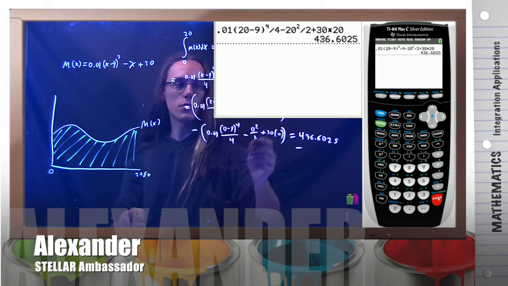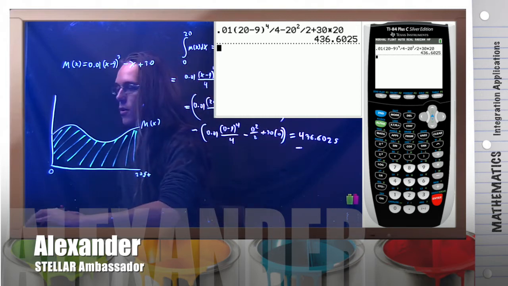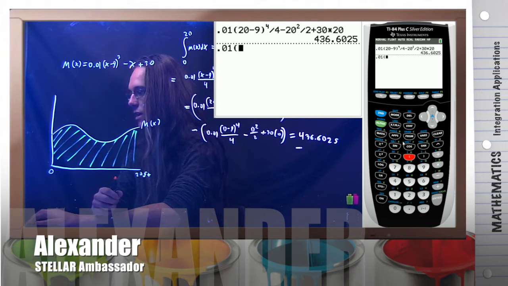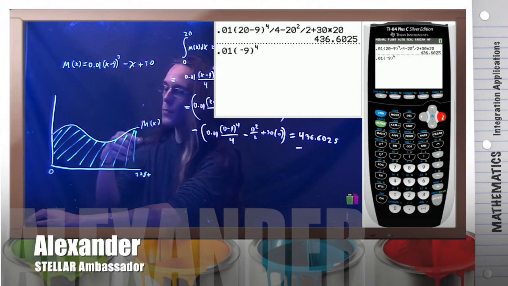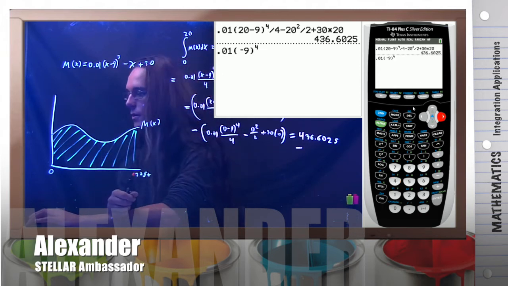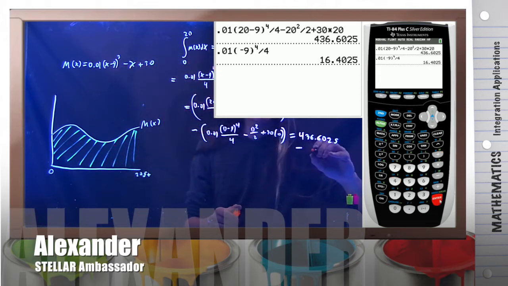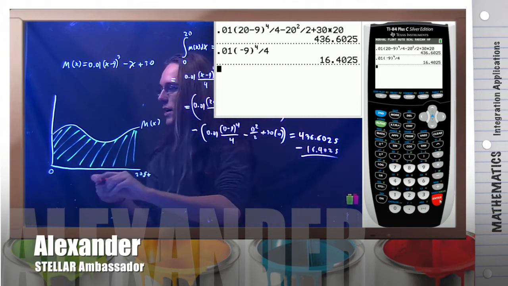Minus, now this will be a lot simpler since these two terms are 0. So I'm going to do 0.01 parentheses negative 9, that's what 0 minus 9 would be, close parentheses, to the fourth power. Again, remember to hop your cursor over, divided by 4. So that's giving me 16.4025.